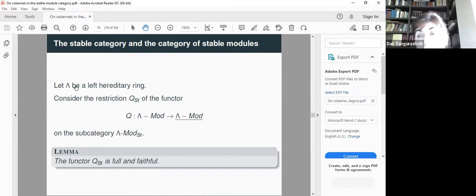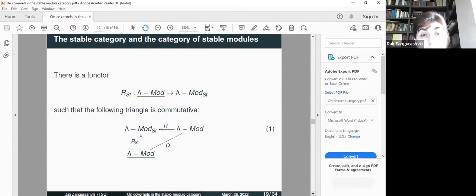Now we are ready to compare the stable category and the category of stable modules. We consider the case where lambda is a left hereditary ring, and consider the restriction of our canonical functor on the subcategory of stable modules. We denote it by Q sub ST. It is easy to verify that this functor is full and faithful.